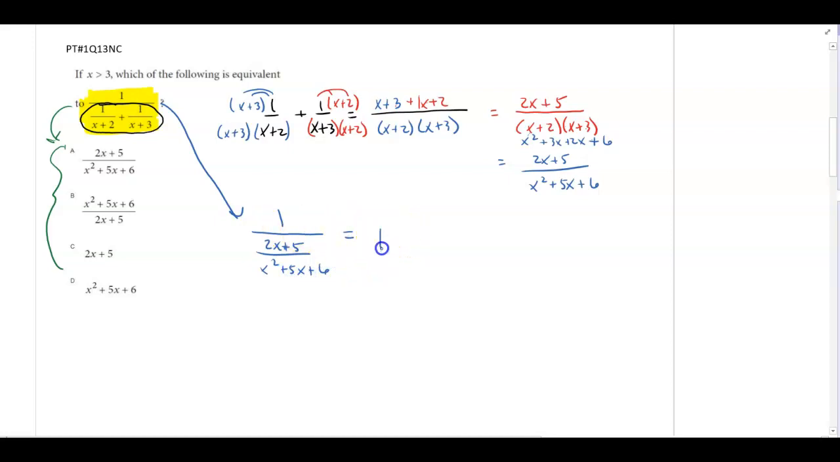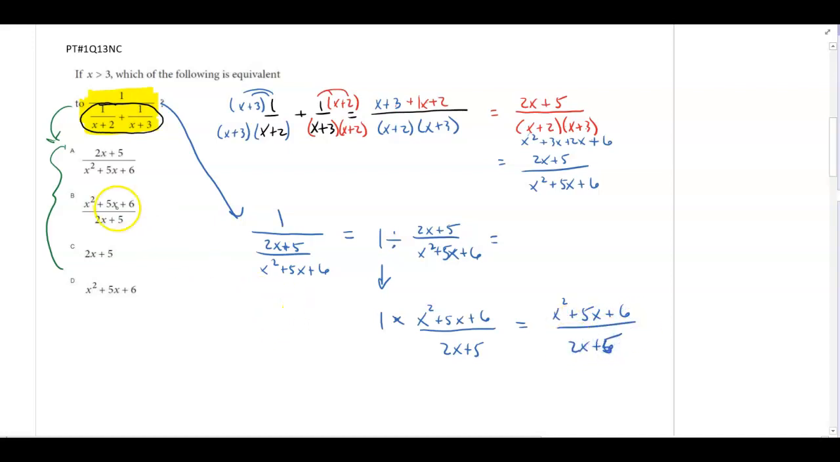And it's much easier to read this as 1 divided by 2x plus 5 over x squared plus 5x plus 6. And if you remember, when we divide fractions, we keep the first one the same. We change division to multiplication. And then we take the reciprocal of the divisor. So x squared plus 5x plus 6 over 2x plus 5. And when I multiply this out, I end up with x squared plus 5x plus 6 over 2x plus 5, which ends up being letter B.